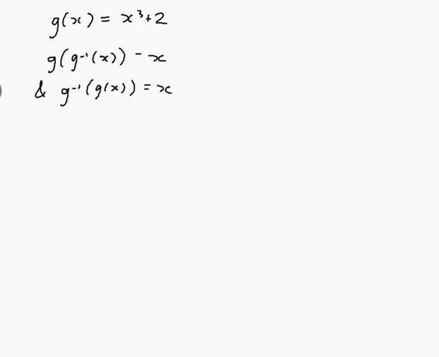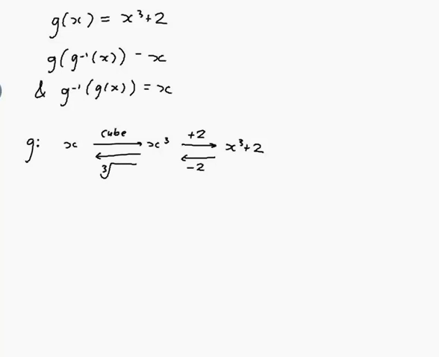So g does this. You start with x, and then you cube it, and then you add 2, and that gives you x cubed plus 2. Alright, well g inverse would do the opposite. It would come back here, so it would do minus 2, and then it would come back here and do the cube root instead of the cube. So g inverse of x would be x, and first we do the minus 2, because we're coming from the other end, and then we do the cube root.